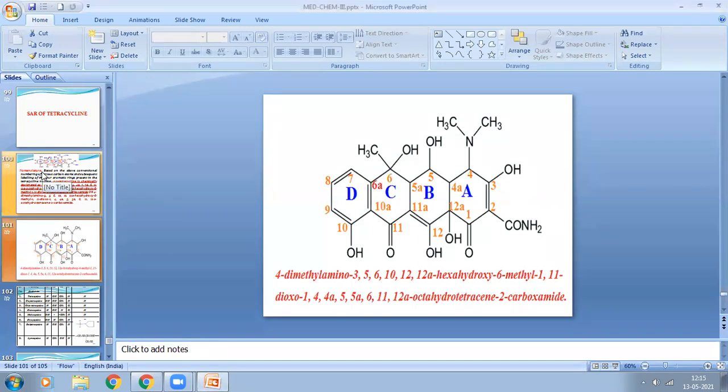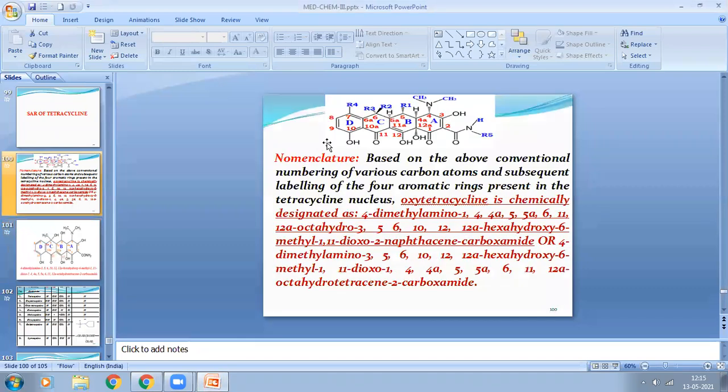Next, here you see, here we are giving all the substituents, R1, R2, R3, R4, R5. So introduction of different functional groups in different positions leads to the development of different types of tetracyclines.